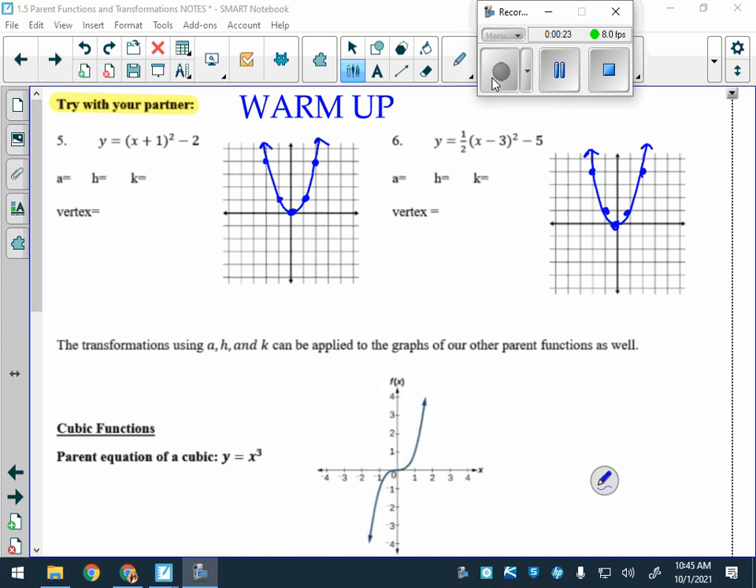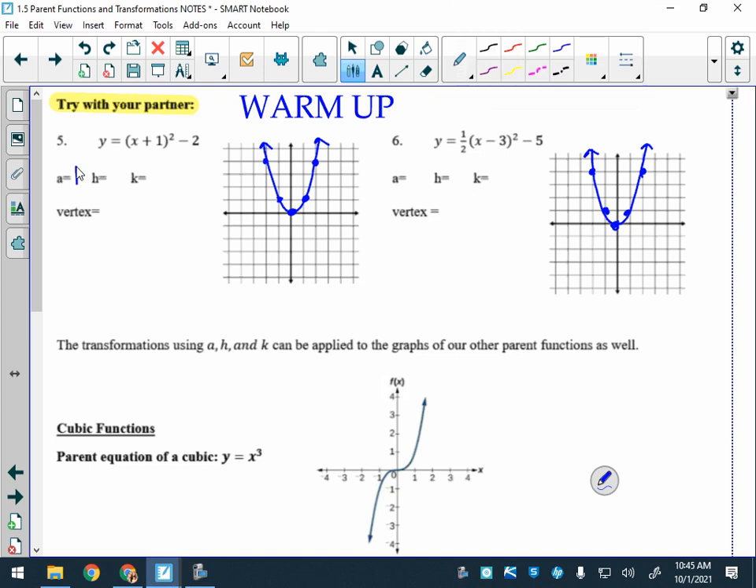So in number 5, what is our A value? Yeah, 1. What is our H? John? -1. Excellent. Remember, opposite of what you see. What is our K value? Yeah, -2. So therefore, what is our vertex? Andrew? Awesome. -1, -2. So before I even graph anything, what types of transformations are happening?